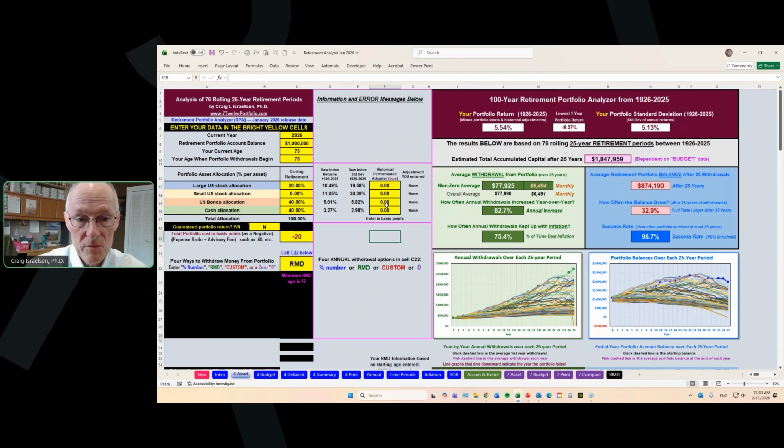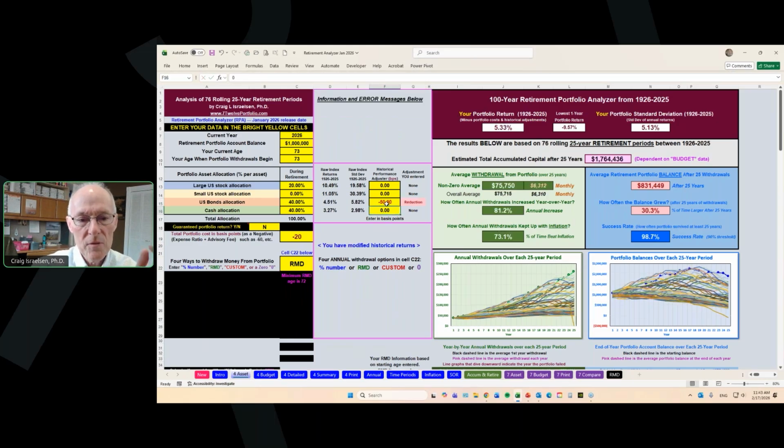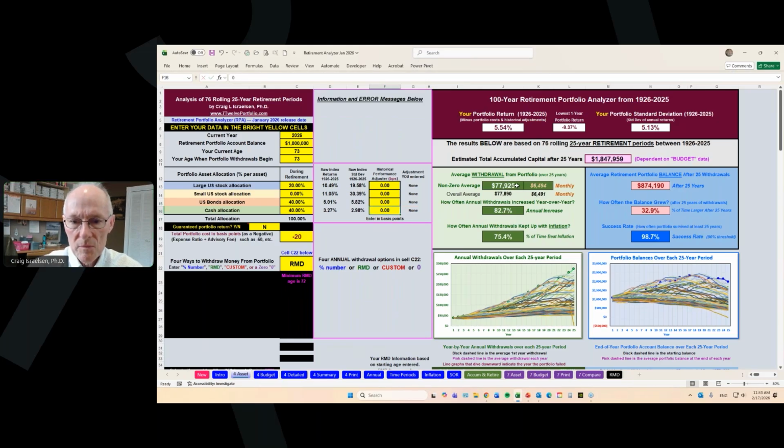And let me just give you an example. Let's just adjust the returns of bonds. Let's go to -50. Okay, so we just took 50 basis points off the actual historical return of bonds. We literally changed history. And then we assessed what was the impact. Well, let's go back to zero. So our average withdrawal was just under $78,000.